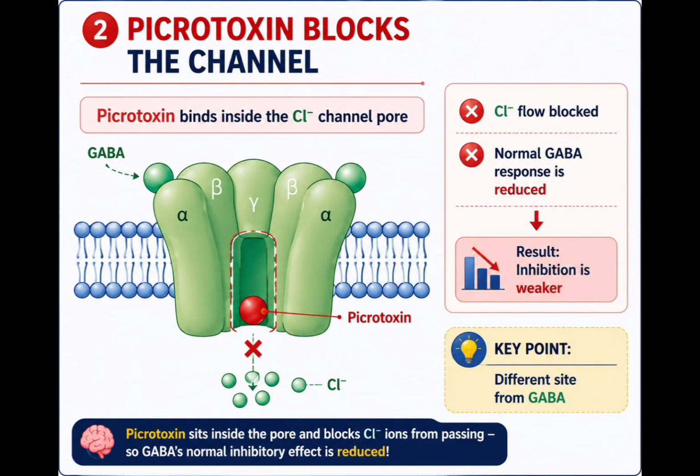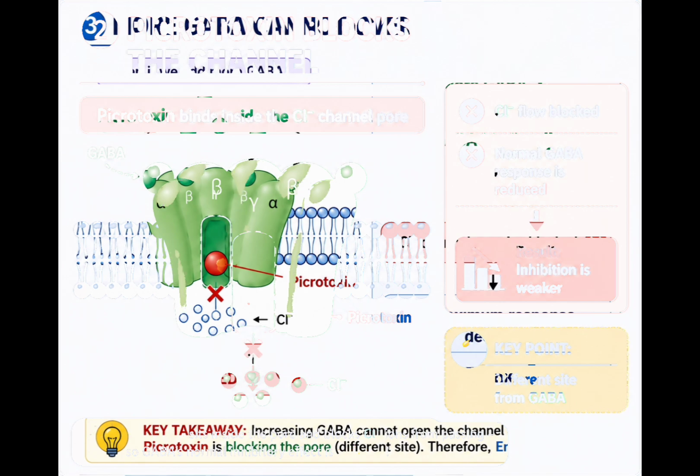Now comes picrotoxin. Picrotoxin binds inside the chloride channel pore at a site different from where GABA binds. So even though GABA can still bind to its receptor, the channel is physically blocked. As a result, chloride cannot flow normally. Therefore, the GABA-induced response is reduced.